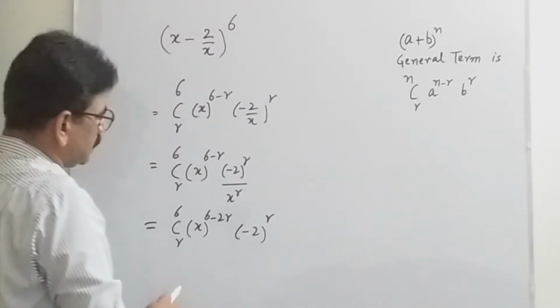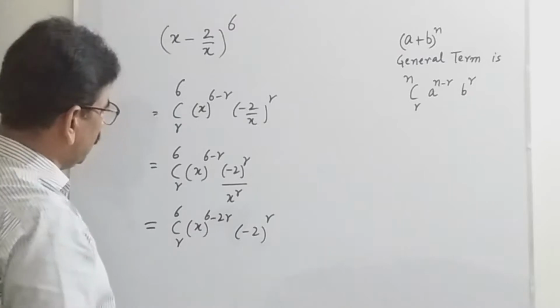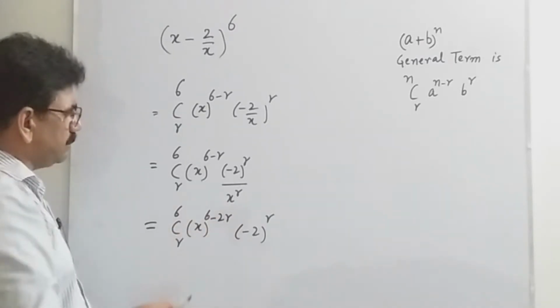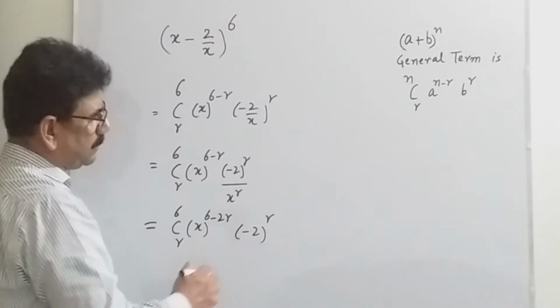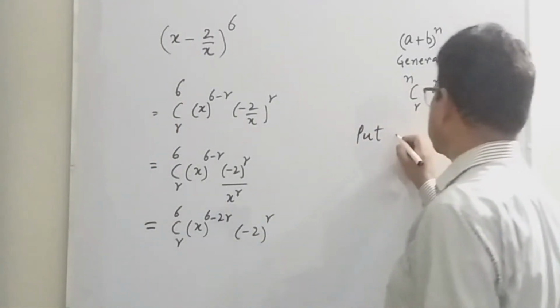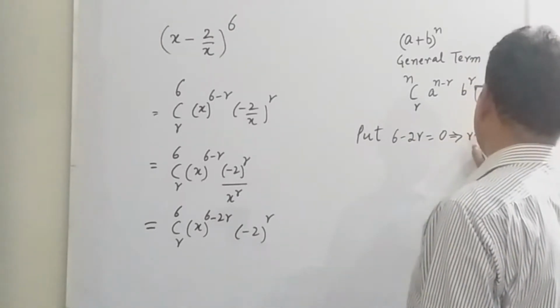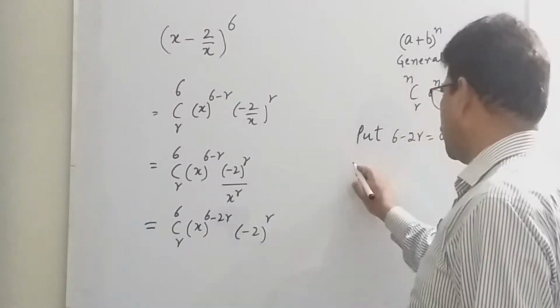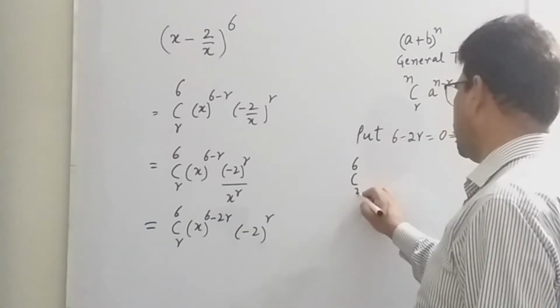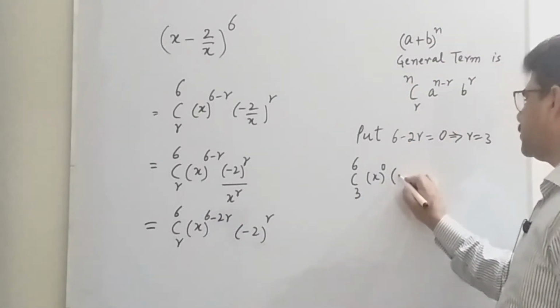Now to find the term independent of x, we'll have to put this power of x equal to 0, because finding the term independent of x means finding that term in which there is no x. So we put the power of x, that is 6 − 2r, equal to 0, which implies that r will be equal to 3. Putting r = 3 in this general term, we get 6C3 x^0 (−2)^3.